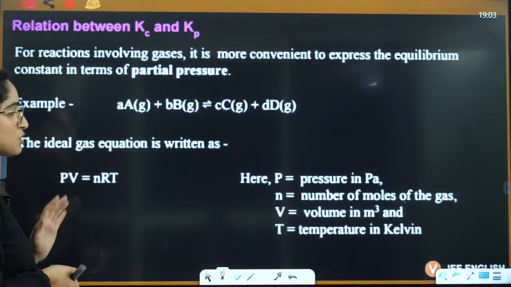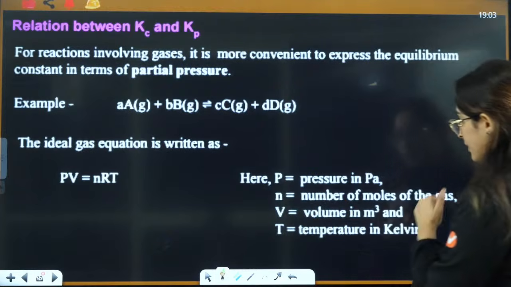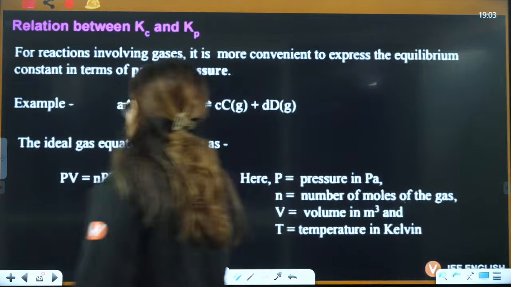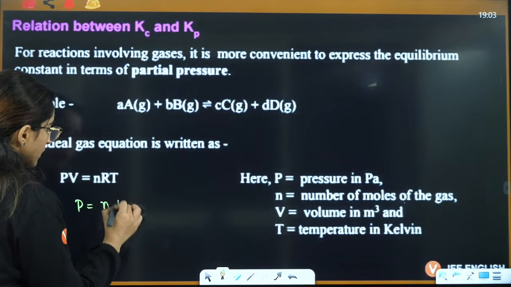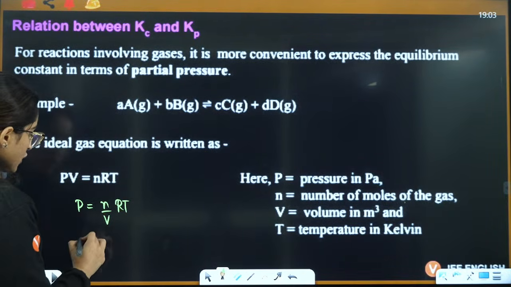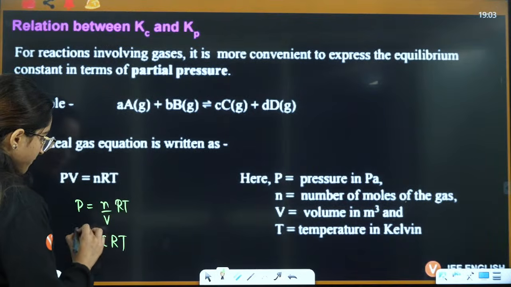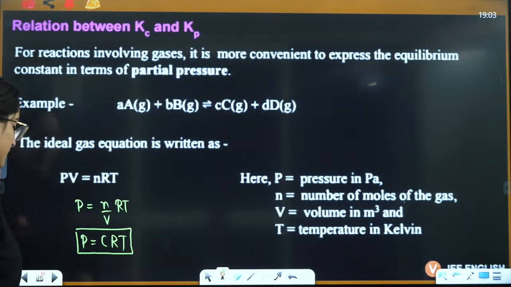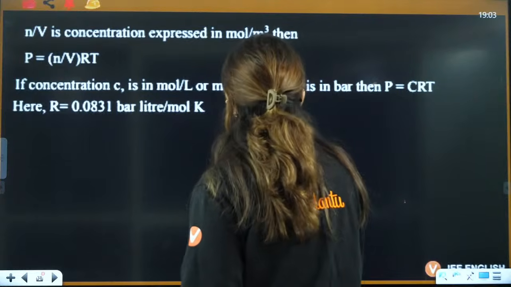Now PV is equal to nRT. P is the pressure, n is the number of moles, V is the volume, T is the temperature, right? You can also write it as P is equal to n by V times RT, right? So you can say P is equal to concentration times RT, this is CRT. Okay, this is the relation that you have. Now let's see what we will do.